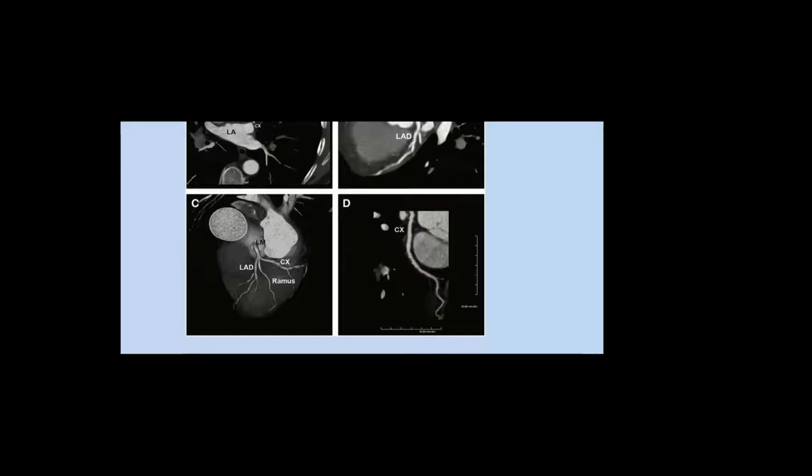Because it doesn't show you the lumen. The lumen you have to see by the MPR, MIP, and axial images and stuff like that. This one is great for road mapping, meaning the anatomical relationship, the origin and the course of the arteries, and that's it. But not for exact quantification of stenosis. Okay, good.